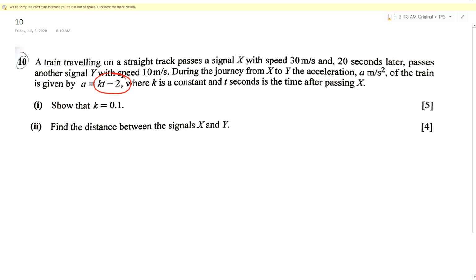T seconds is time after passing x. So when it passes through x, the time is equal to 0. So here we have a relationship. When time equals 0, velocity equals 30. We can write it like this: V(0), velocity when time equals 0, equals 30. In the same way, velocity when time equals 20 is 10.